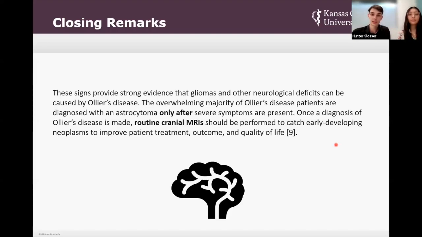The overwhelming majority of Ollier's disease patients are diagnosed with an astrocytoma only after these severe symptoms are present. And once the diagnosis of Ollier's disease is made, routine cranial MRI should be performed to catch early developing neoplasms to improve patient treatment, outcome, and quality of life.